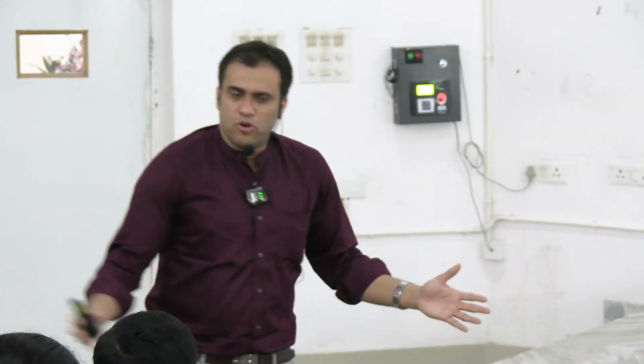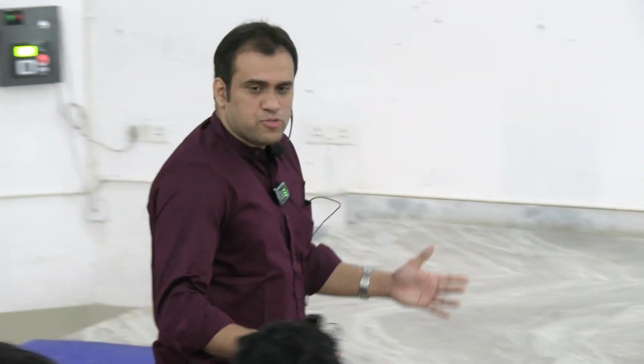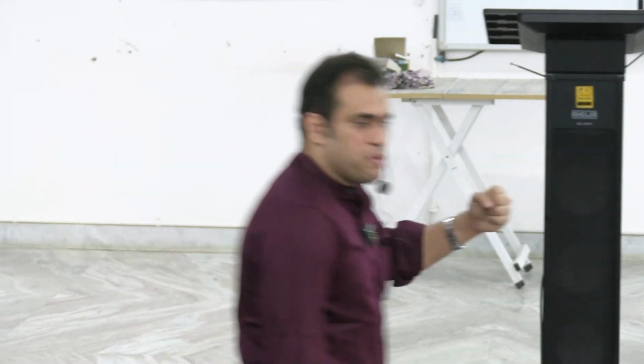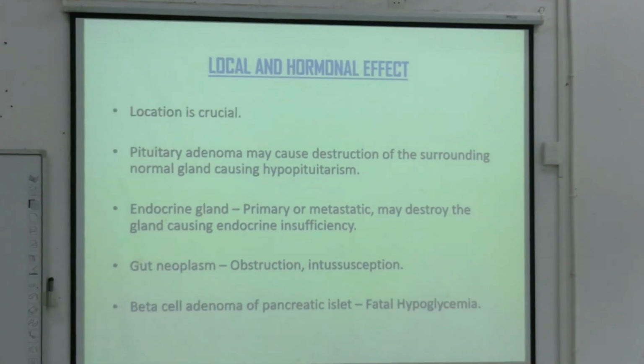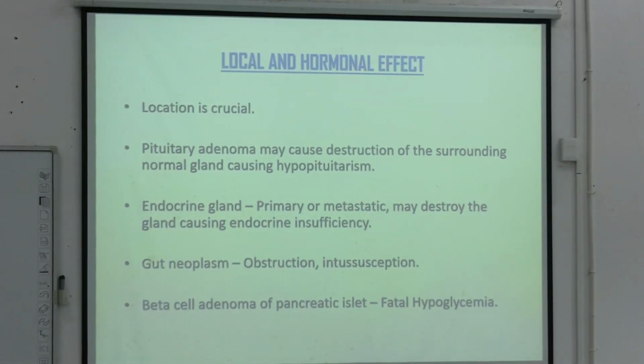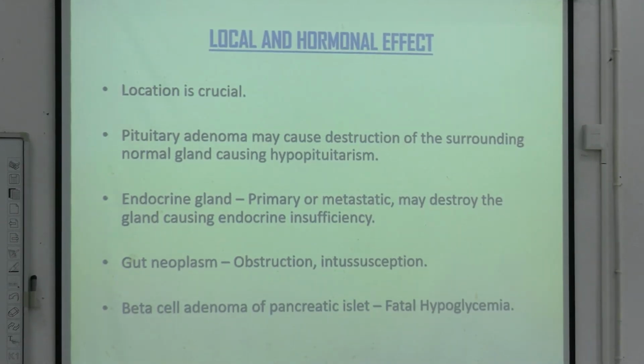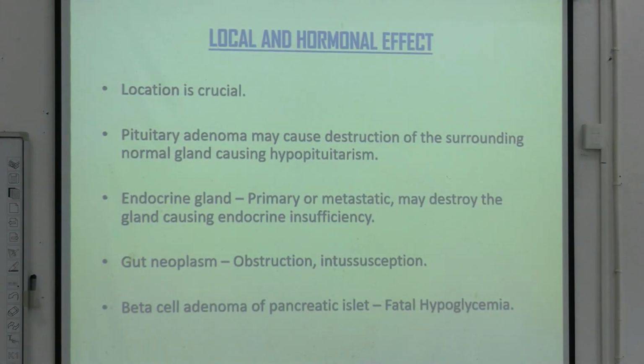A pituitary adenoma, 1 centimeter in size, extremely small, non-functional, you can think it's a benign lesion, so no problem. No, it can cause problem. It can cause impingement on the adjacent normal pituitary, totally destroy the gland and give rise to hypopituitarism. Second one, in endocrine gland. Whether a primary or a metastatic tumor to any endocrine gland can cause endocrine insufficiency.